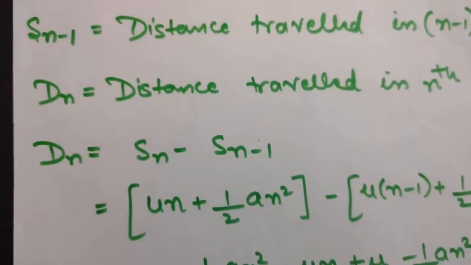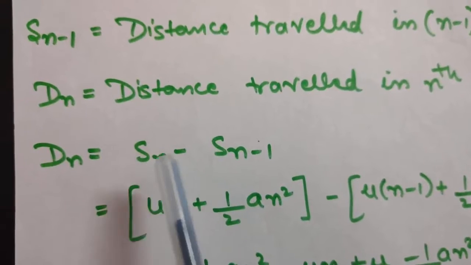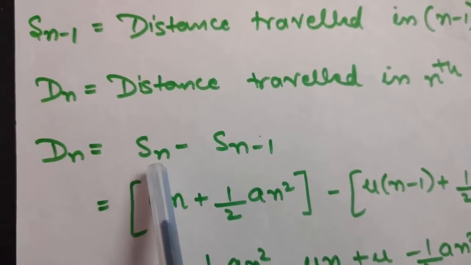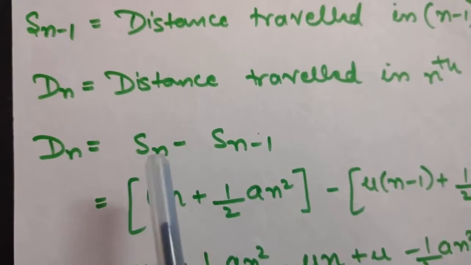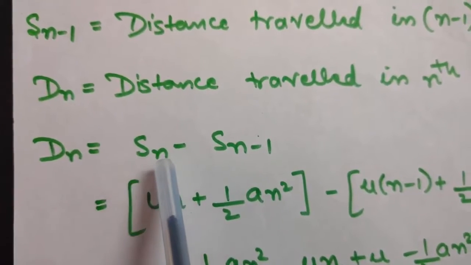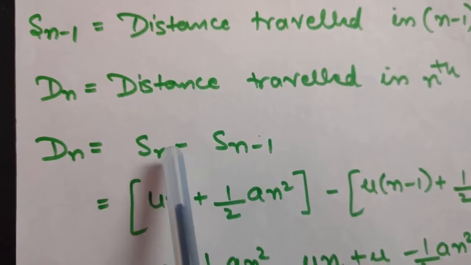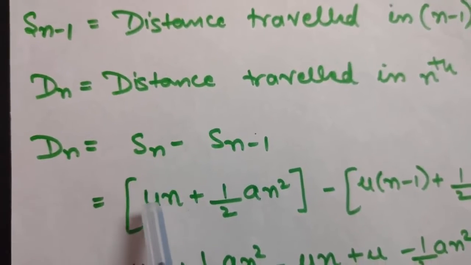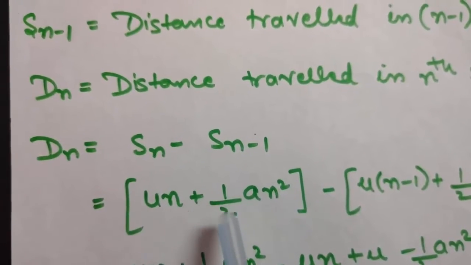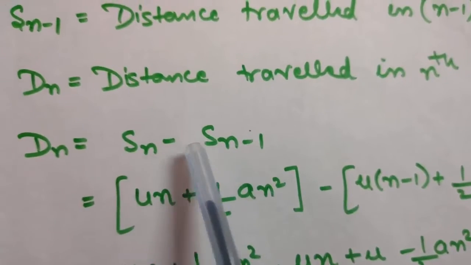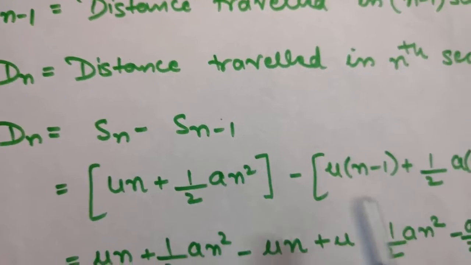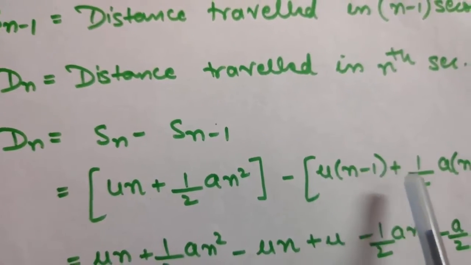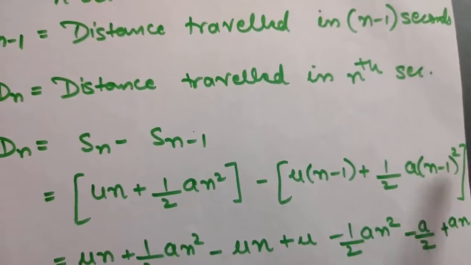Okay, so as you know from the equations that we have derived, s is equals to ut plus half at square. So we'll be using that formula because here s is the distance traveled in n seconds. So instead of t, we'll be using n. So un plus half an square, minus Sn minus 1. So instead of t, you will take n minus 1: u into n minus 1 plus half a into n minus 1 whole square.